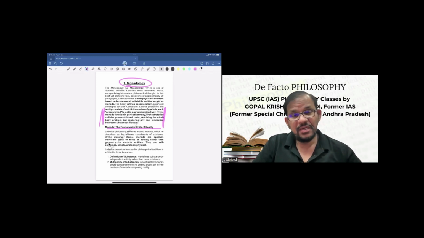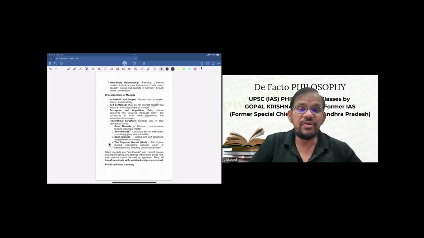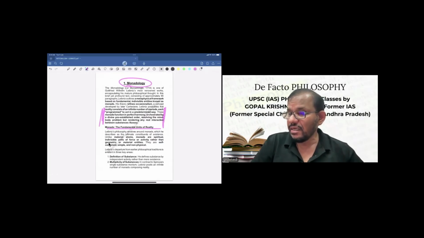Then Leibniz's departure from earlier philosophical systems, because he defines substance by independent activity rather than mere existence. Substances are a multiplicity, in contrast to Spinoza, who held that only one substance exists, that is God. Third is the mind-body relationship. He has rejected Cartesian dualism and Spinoza's parallelism, and then he has given the theory of pre-established harmony. So basically, these are the basic theories connected to monadology in Spinoza.